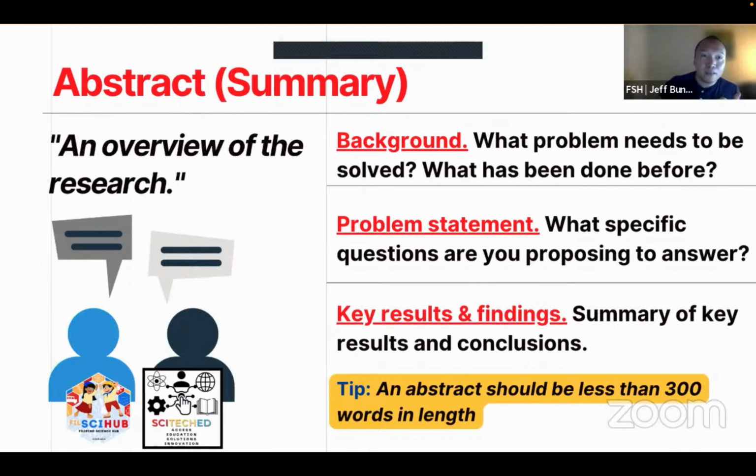Problem statement. Doon sa abstract niyo, dapat klarong-klaro kayo. Ano ba talaga specifically yung gagawin niyo sa project ninyo? And then third, key results and findings. So by the way, this is research report. So we're assuming na nagawa na natin yung project. Tapos na tayo sa proposal stage. So you have to summarize key results and conclusions of your study. And then yung tip lang po, dapat po less than 300 words yung length ng abstract ninyo.